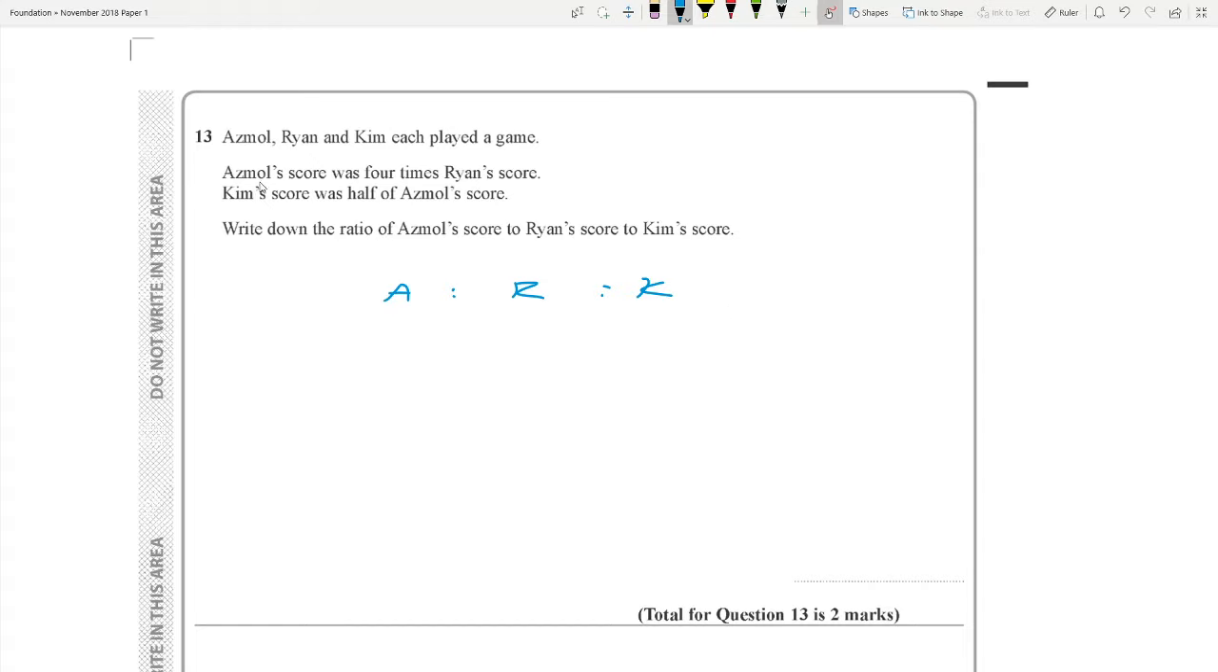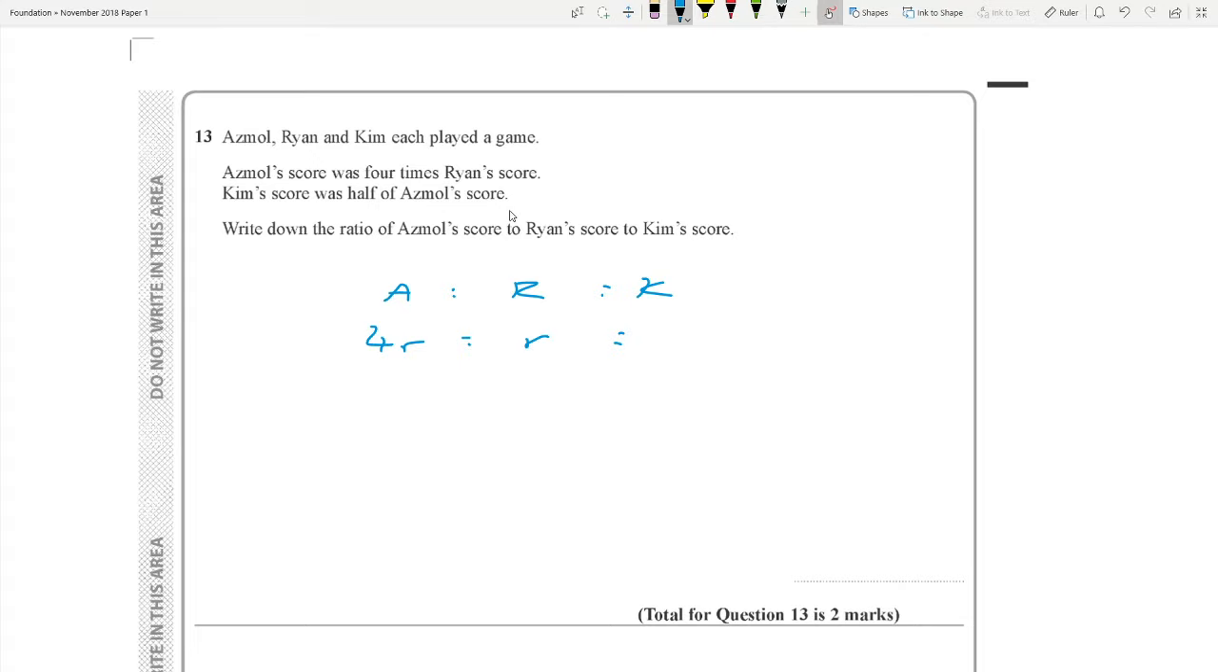We're told that Asmul's score was 4 times Ryan's score. Kim's score is half of Asmul's score. So I'm going to substitute with letters. If Ryan got a score of R, then Asmul got 4 times Ryan's score, which is going to be 4R, and Kim scores half of Asmul's score.